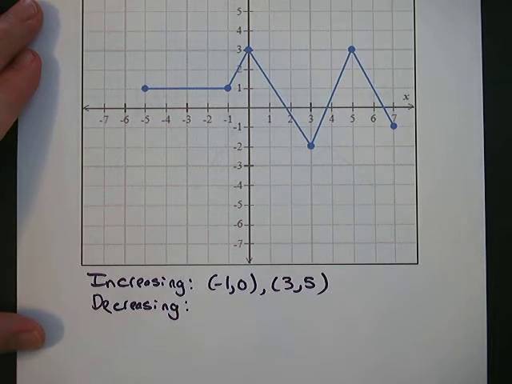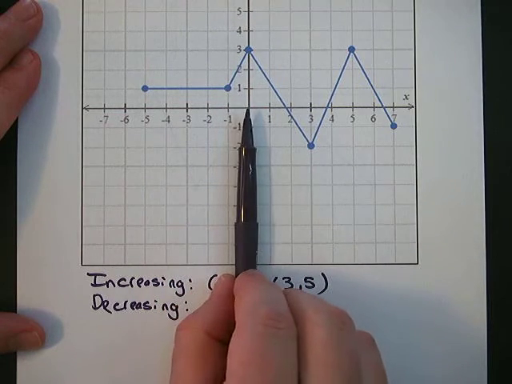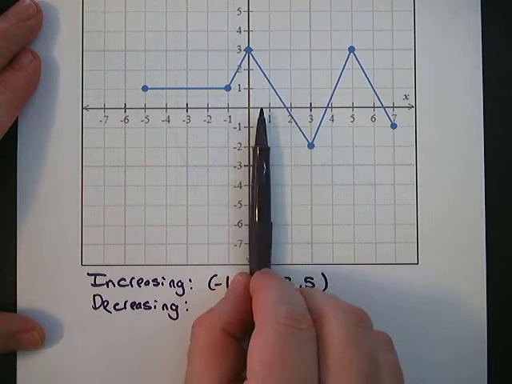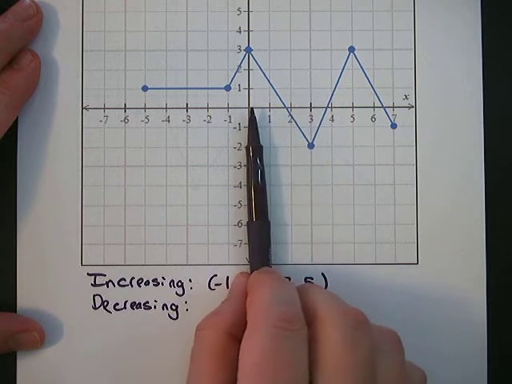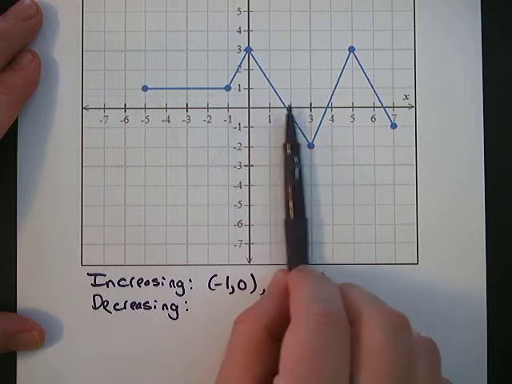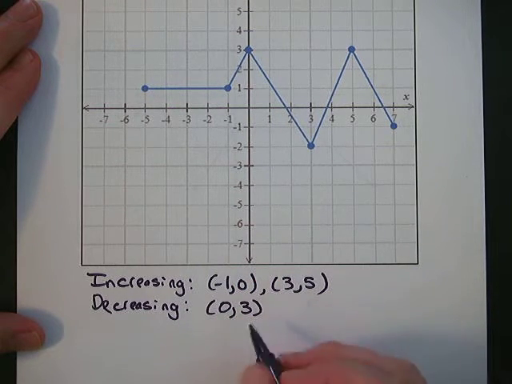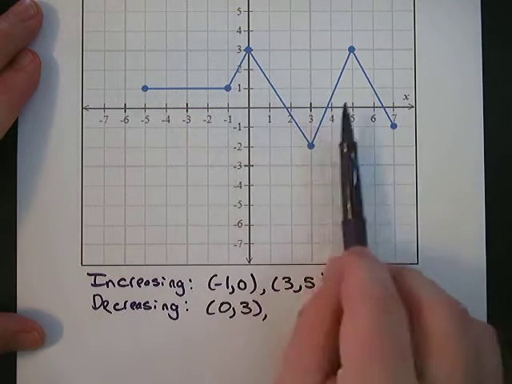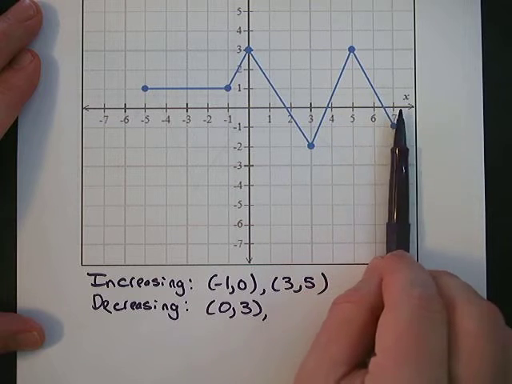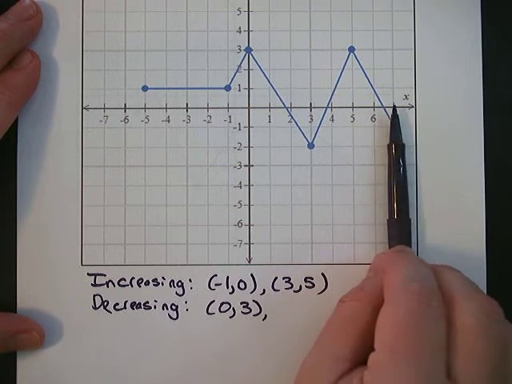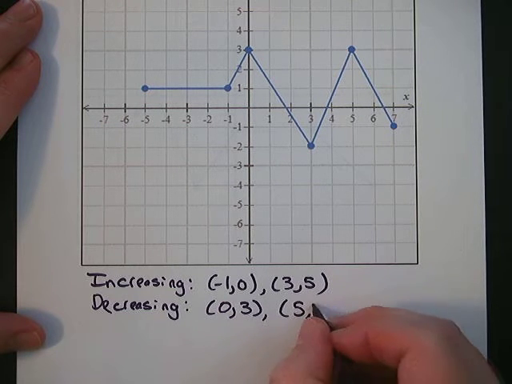Now decreasing. That's where the graph, as you move to the right, goes down. It starts to go down right here at 0, and it goes down all the way till we get to 3 on the x-axis. So between 0 and 3, the graph is going down. It goes up, but then it goes down again between 5 and 7. So we have another one, 5 to 7.